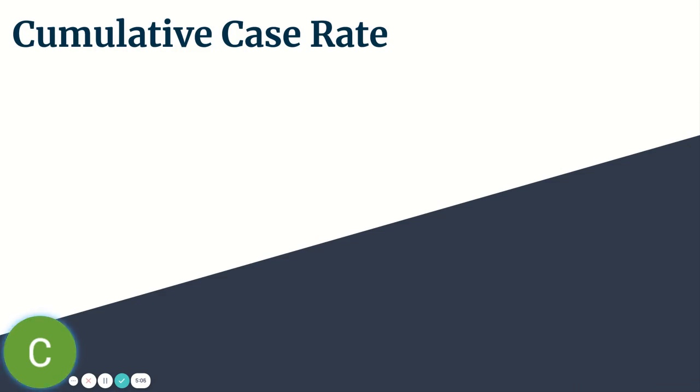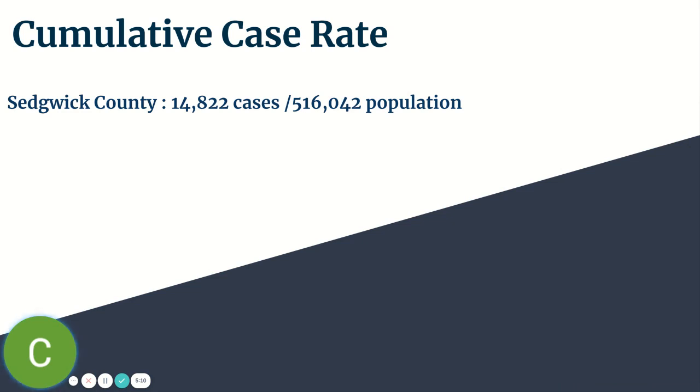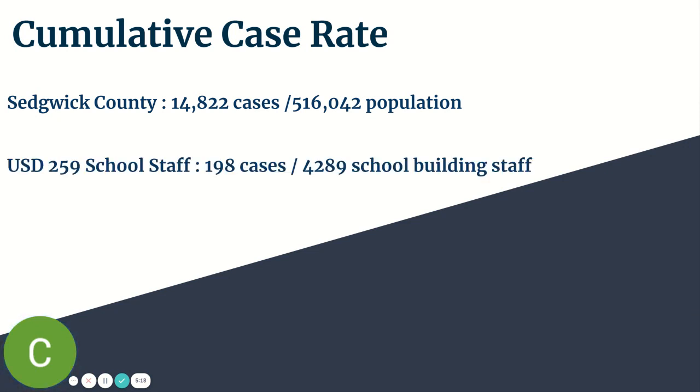Another metric you might look at is the cumulative case rate. For Sedgwick County, we've reported 14,822 cases out of a total population of 516,042. For our school staff, again, that's school building staff, we've reported 198 cases out of 4,289 school building staff. 117 of those were at primary schools, and 81 were at secondary.